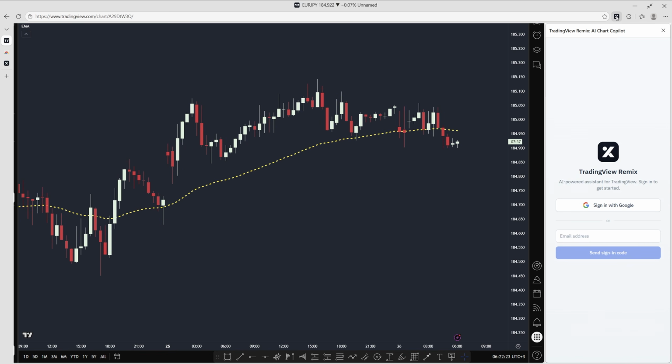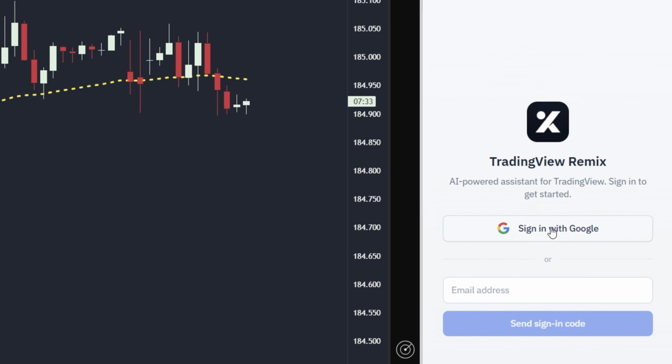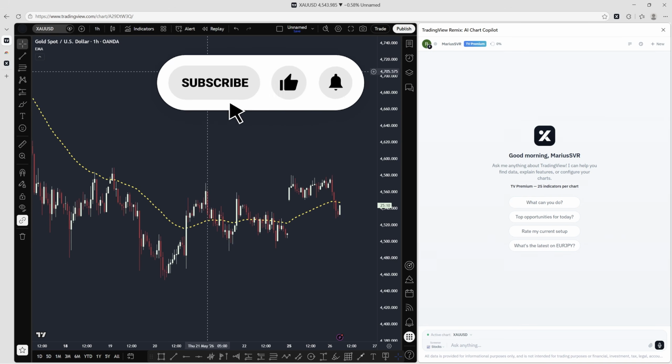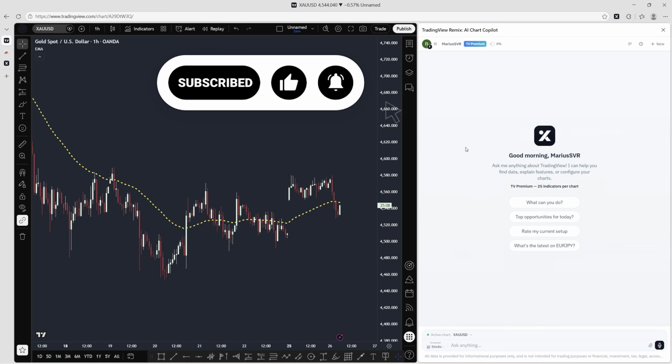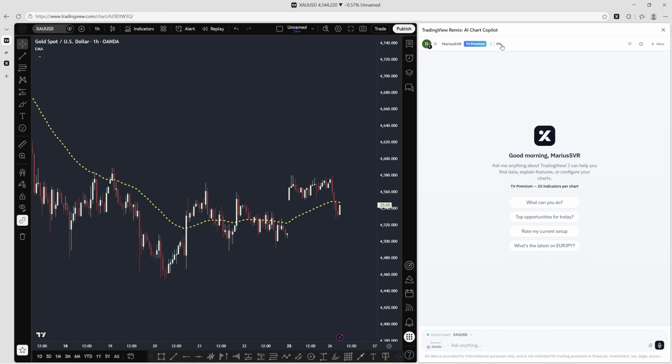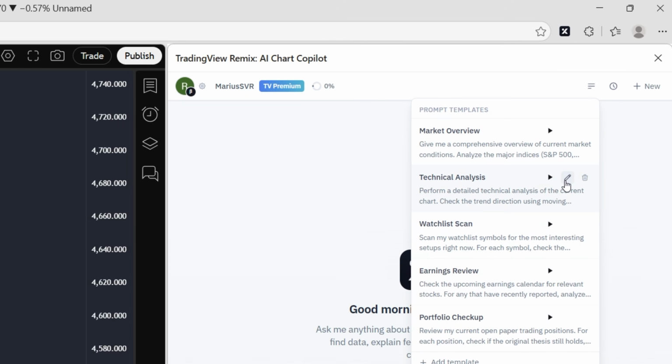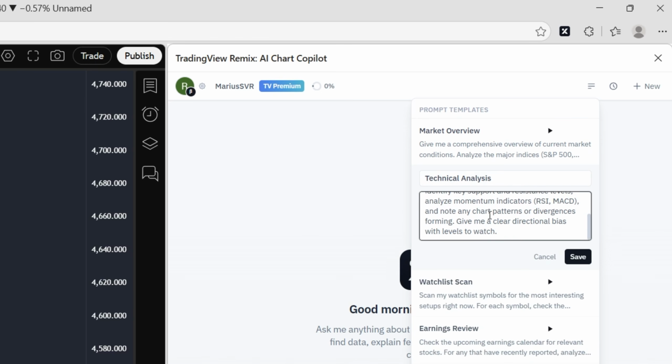When you click the icon, a side panel opens beside your chart. Then you simply need to sign in. At this point, your chart should be on the left and the panel should be on the right. Keep both visible. At the top of the panel, you may see usage limits. That is normal. Usage can be limited, so you don't want to waste prompts on random questions. You will also see templates like market overview, technical analysis, or watch list scan. Those are useful, but we will build a better prompt later.